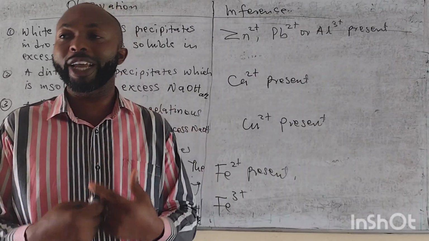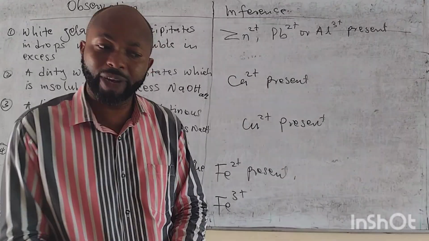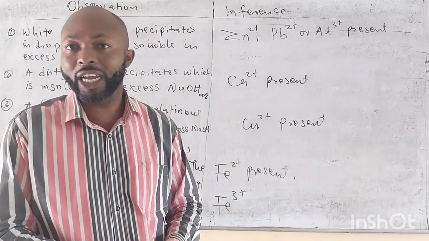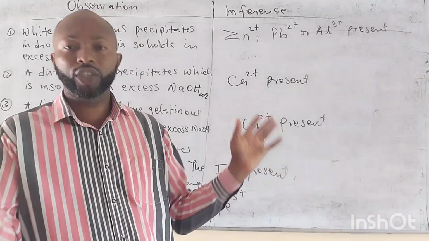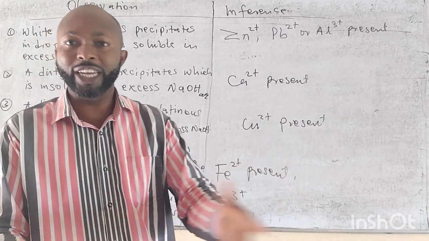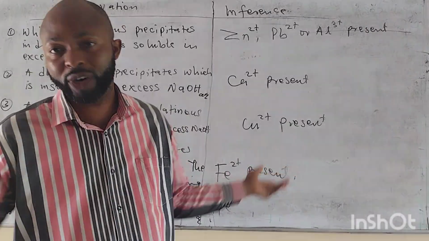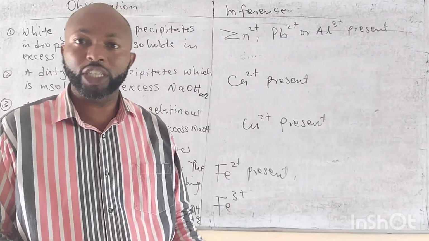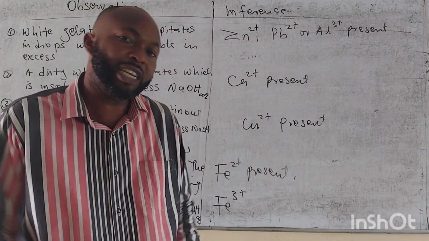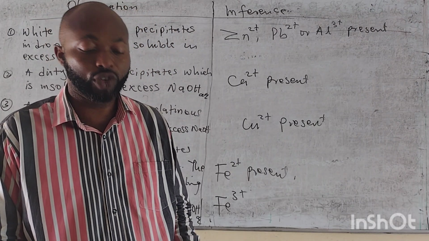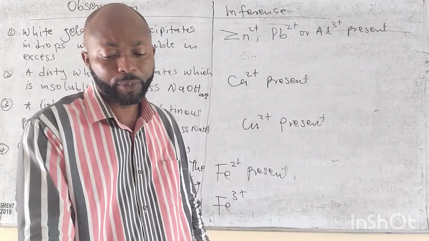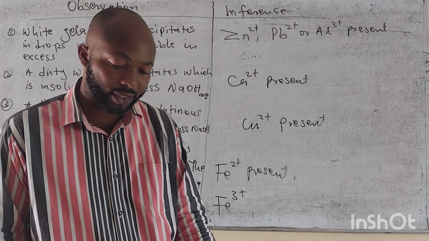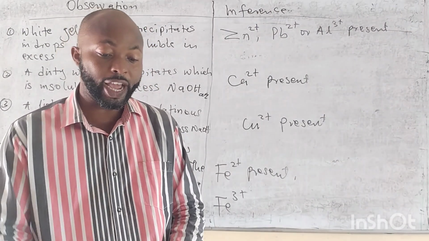By the time we have this in our head, if we are asked to carry out the experiment with a sample A, which you don't know what it is, and when you put in your sodium hydroxide as a reagent, it gives you a white gelatinous precipitate in drops, soluble in excess, you can easily say aluminium, zinc or lead is present. But if you don't know the end point of that reaction, the inference, then you cannot determine your cation in your experiment. So it is important we have that in our head. Now, we are done with sodium hydroxide. So we are going to look at ammonia as a reagent.